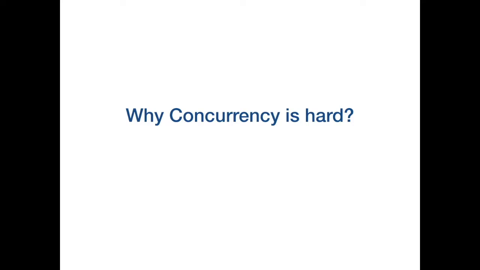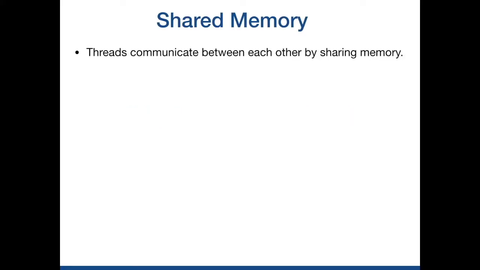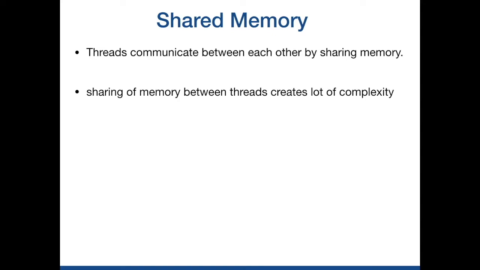In this module, we will see why concurrency is hard and how sharing of memory between the threads can create a lot of complexity. If you remember from the previous module, you know that all the threads share the same address space. They share the heap and the data region of the process. And threads communicate between each other by sharing memory. But this sharing of memory creates a lot of complexity with concurrently executing threads.